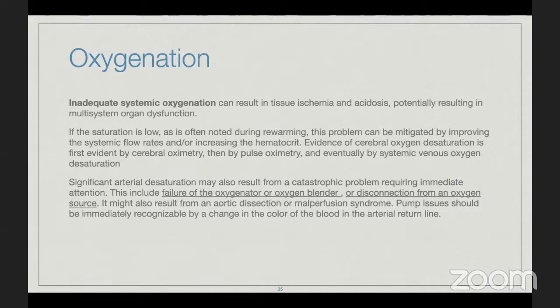Evidence of cerebral oxygen desaturation is first evident by the cerebral oximetry, then by the pulse oximeter, and eventually by the systemic venous oxygen desaturation.